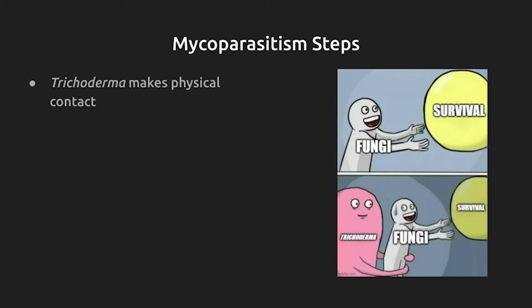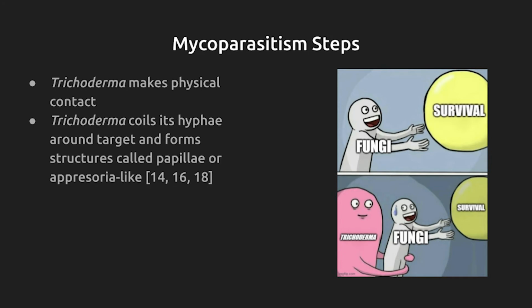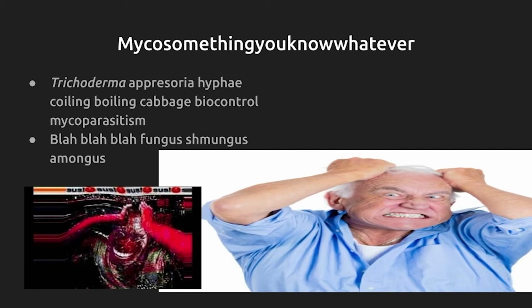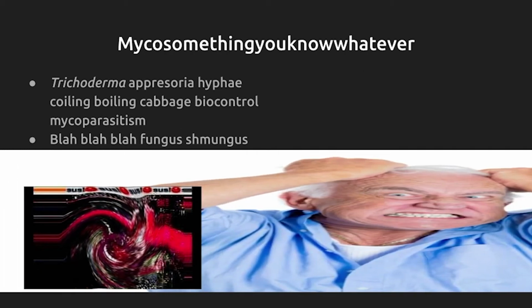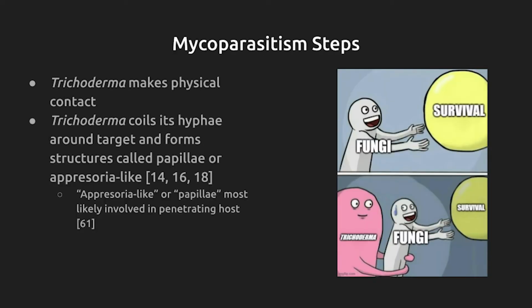So, Trichoderma finds a target and makes contact. Next, Trichoderma coils its hyphae, which are the long filamentous tubes that make up fungi, around the target and forms structures that have been variously called papillae or appressoria-like. These terms are used so frequently, but they're so poorly defined. They basically mean any point at which the hyphae penetrate the host.